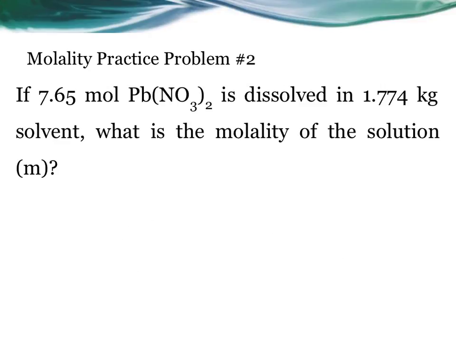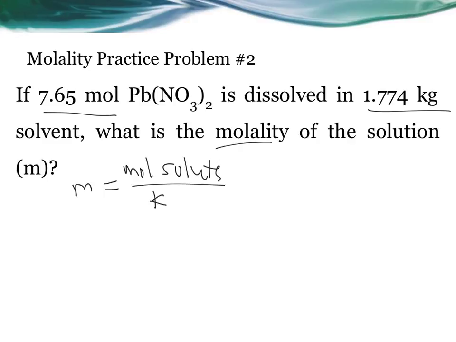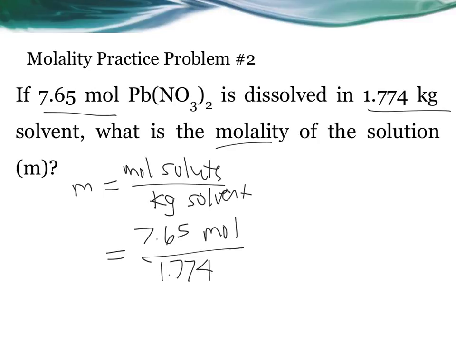The second molality practice problem says if 7.65 moles of lead II nitrate is dissolved in 1.774 kilograms of solvent, what is the molality? So we've got our three variables here. Little m, molality, is equal to moles of solute over kilograms of solvent. So you plug that in and you get 7.65 moles divided by 1.774 kilograms, which, if you plug it into your calculator, gives you an answer of 4.31 molal, little m.